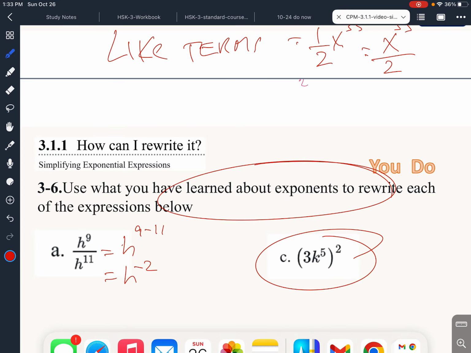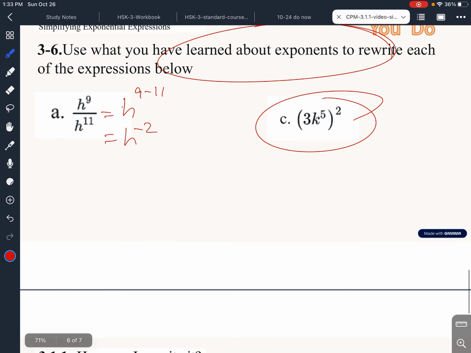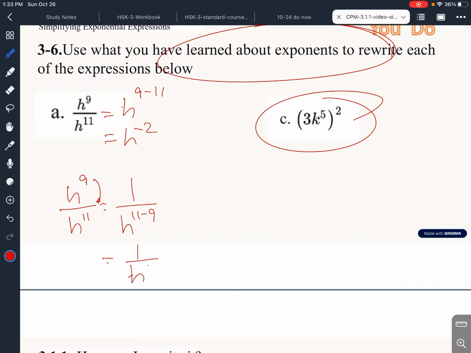But sometimes they don't want negative. So what I could have done is said h to the power of 11. I could have moved my 9 down here and done h to the power of 11 minus 9, which gives me 1 over h to the power of 2. And we'll get to this later. That just means h to the power of negative 2 is the same thing as 1 over h to the positive 2. And we'll look at that in the next lesson.